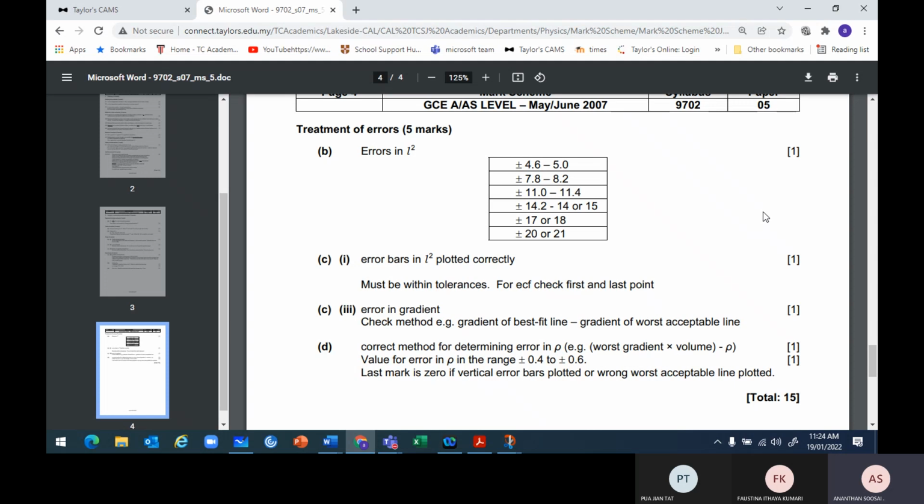Error in gradient, they don't care what value you got, but the method. So you did best fit gradient minus the worst fit gradient, whatever value you got, you get 1 mark for the method.